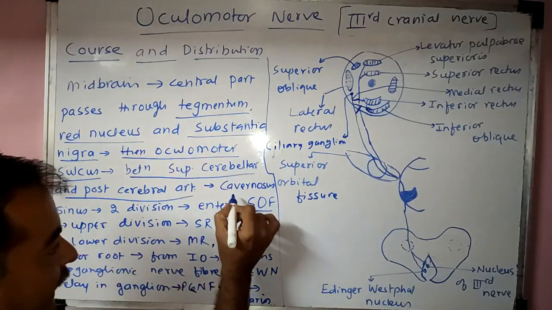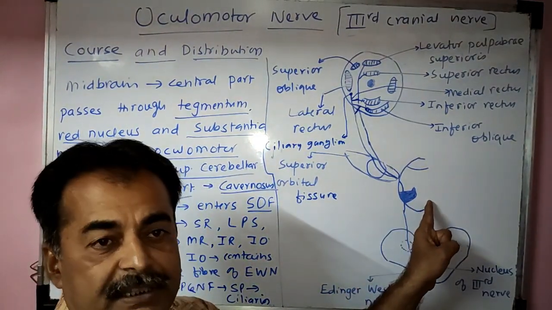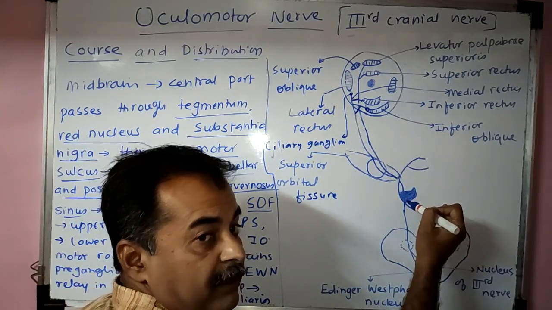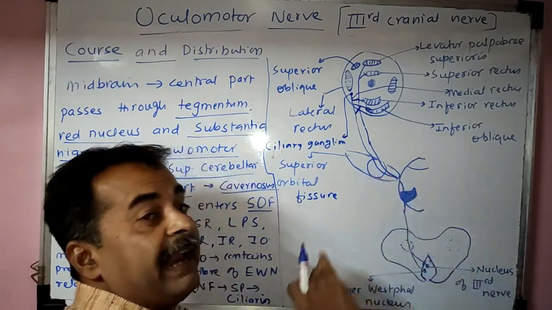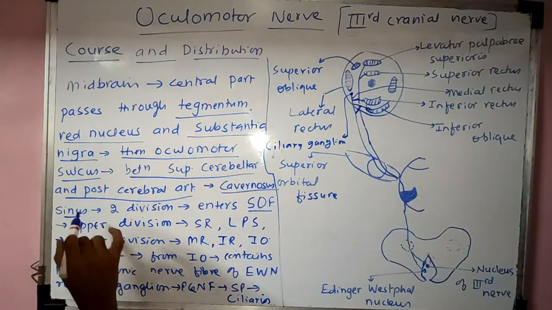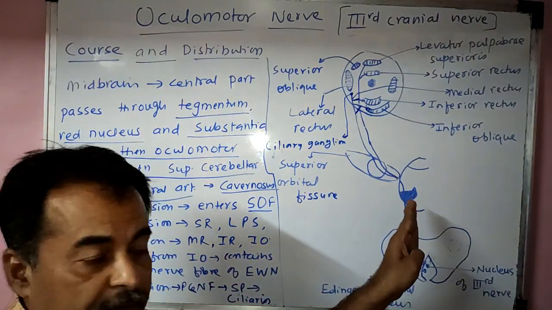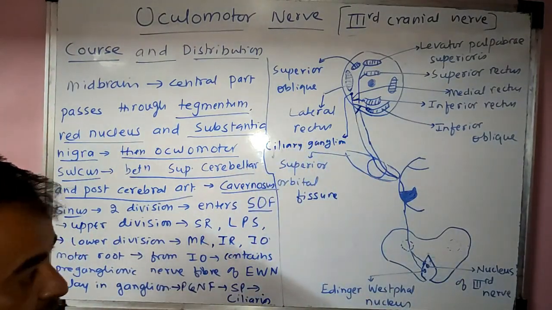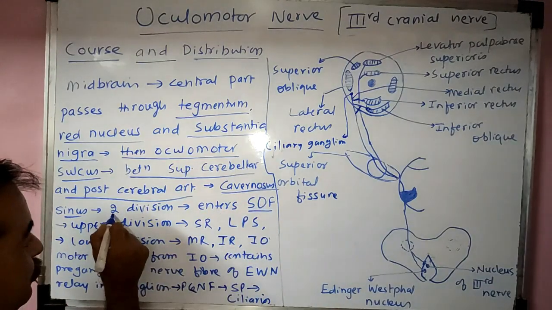From this, it enters the cavernous sinus. This blue colored structure is the cavernous sinus. So first it enters the posterior and upper part of the cavernous sinus, then travels to the lateral wall of the cavernous sinus, and crosses it, and after that it divides into two divisions.